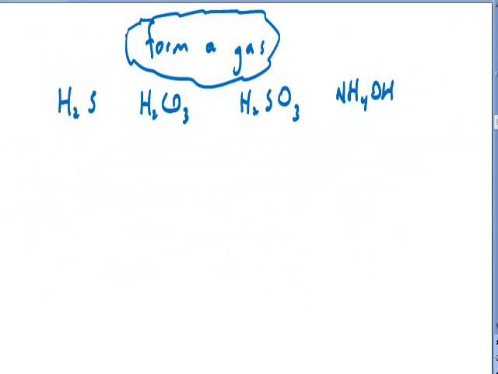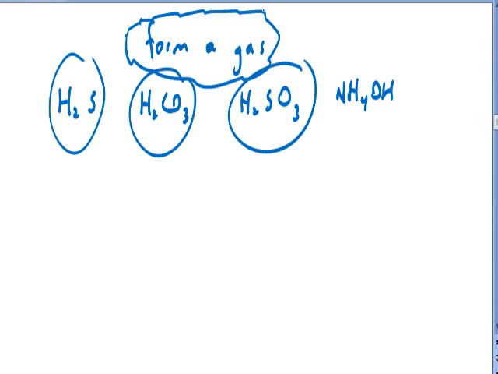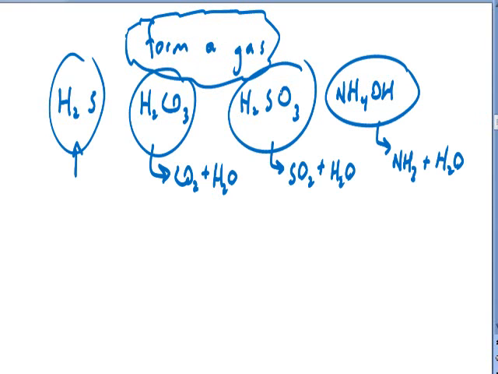Next, let's examine formation of a gas in a double replacement reaction. There's only 4 possible products in double replacement reactions that can create a gaseous product: H2S, H2CO3, H2SO3, NH4OH. The first, H2S, is a gas immediately upon formation. The other three decompose to form a gas. The carbonic acid will decompose to make carbon dioxide gas and water. The sulfurous acid decomposes to make SO2 gas and water, and ammonium hydroxide decomposes to make ammonia gas and water.